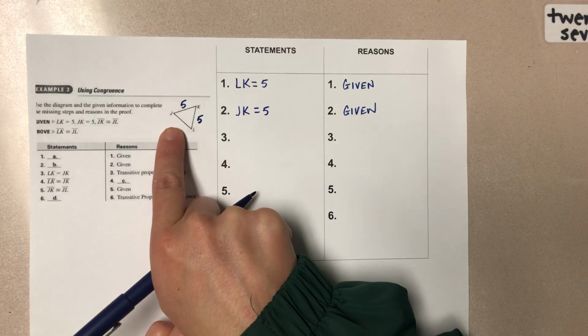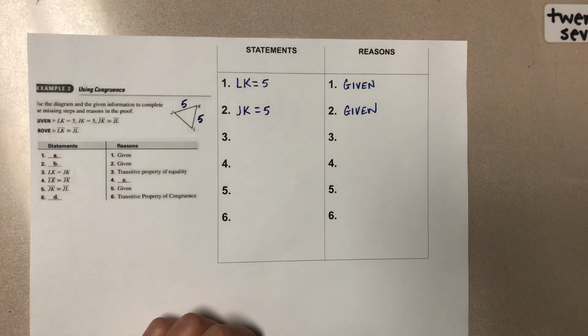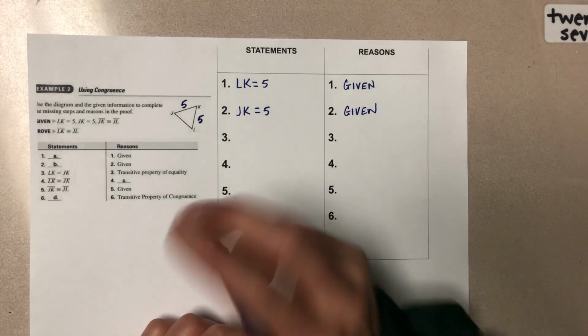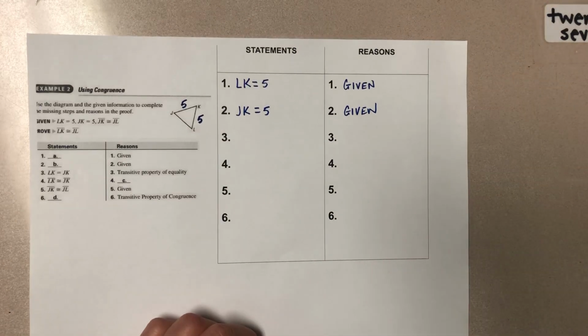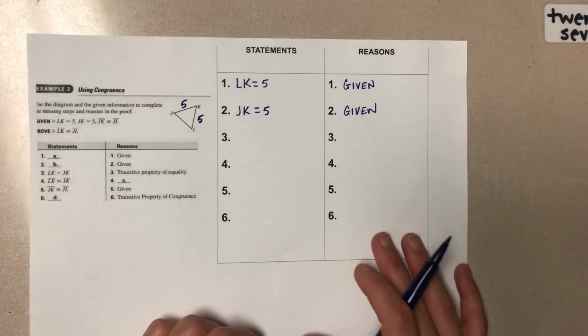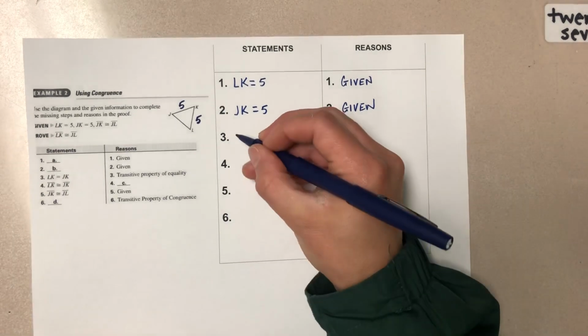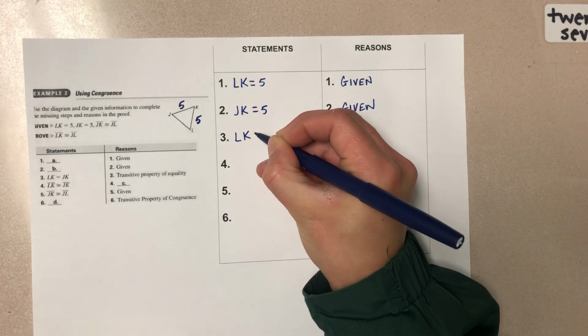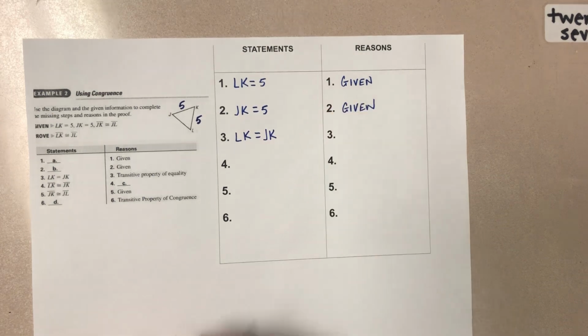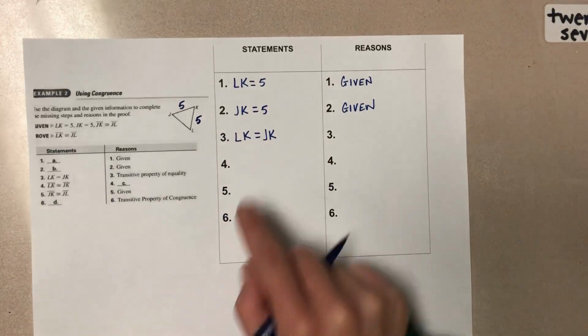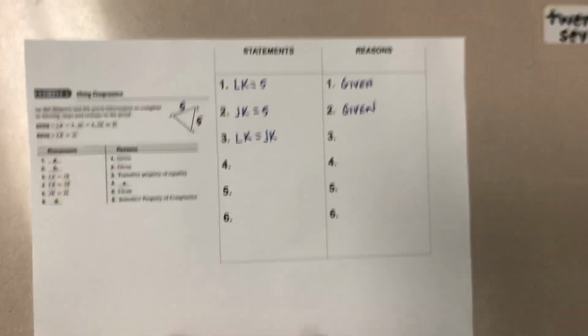So they don't give us JL, we're missing that information, but we want to know what property we use to prove that JL is the same or congruent with LK. Okay, so number 3, they give us a lot of information here. So LK equals JK. Well, we know that because LK equals 5 and so does JK. It also equals 5.